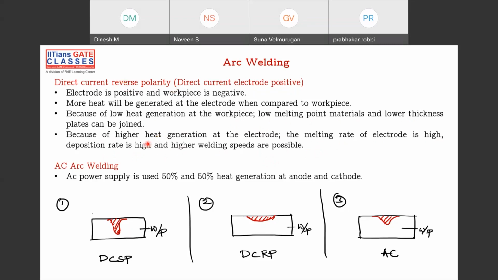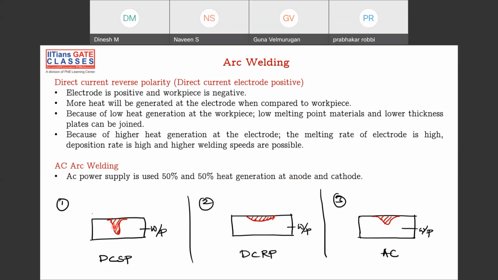And there is one more setting, that is known as alternating current. Alternately, you will be changing the polarity. Sometimes straight polarity, sometimes reverse polarity, sometimes straight, sometimes reverse. You will keep on changing the settings. That is what's known as AC. So 50% and 50% of heat is generated at anode and cathode equally, because half the time you are giving one pulse straight, another pulse reverse, one pulse straight, another pulse reverse. That is what alternating current is.